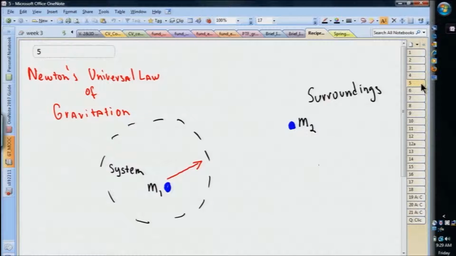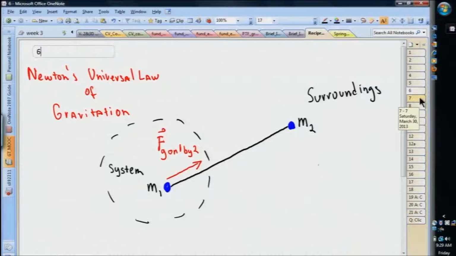be in the surroundings. Newton's gravitational law applies here, whereby m1 experiences an attractive force, a force directed toward the object in the surroundings. And that force is directed along the line between the system and the surroundings. Let's give this force a symbol, F sub g on 1 by 2, which is shorthand for the gravitational force on mass 1 due to mass 2.